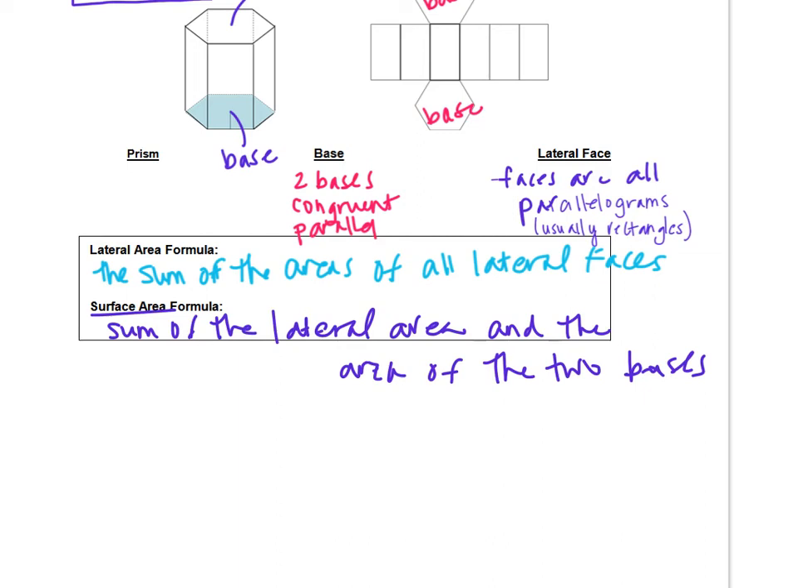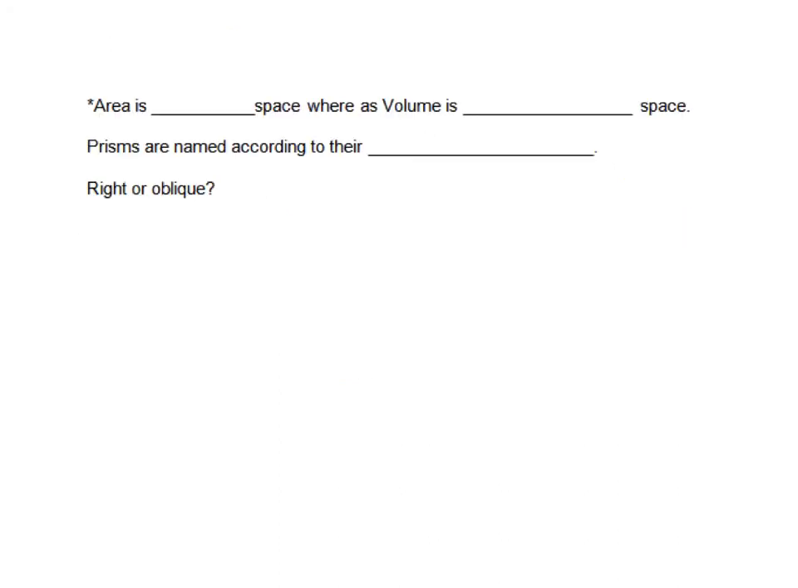Okay, next slide. Alright, so just keep in mind we're going to be dealing with area and volume in this chapter for lots of different shapes. Area is a two-dimensional space, where volume is a three-dimensional space. We also need to know that prisms are named according to their bases. The next video is going to go through that. And then, how do you know if a prism is a right prism or an oblique prism?